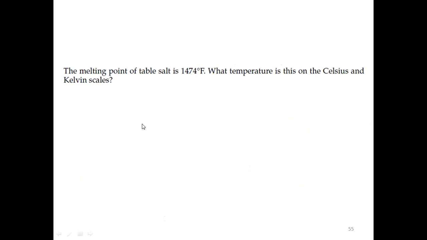Let's suppose I am doing it myself over here. The melting point of table salt, that means the sodium chloride you are using at home, is 1474 Fahrenheit. What temperature is this on the Celsius and the Kelvin scale?